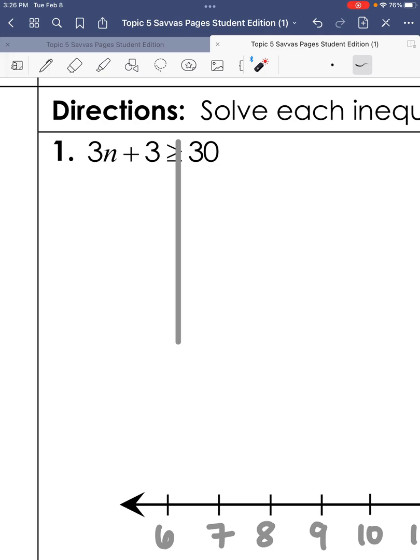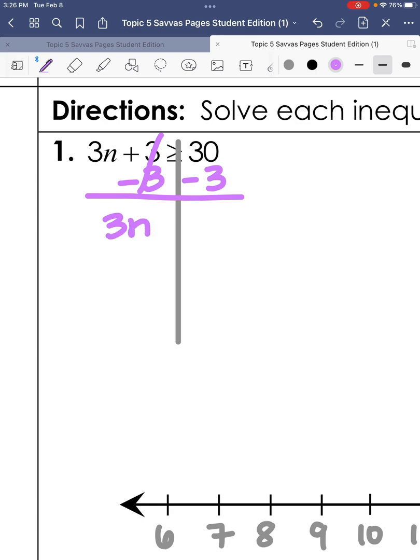So which 3 is farther away? Is this 3 farther away, or is this 3 farther away? If you said this second 3 is farther away, you're correct. So how do I undo a plus 3? Well, I subtract 3. So I'm going to do that on both sides. So now that I've done that, on the side with the n, those 3's will cancel out, and I can bring down 3n. Now, there was no reason for my sign to change because I didn't multiply or divide by a negative, so my sign is still greater than or equal to.